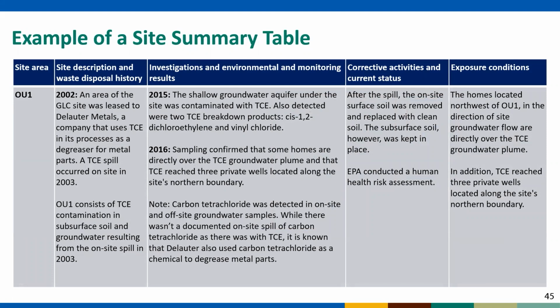So using information you've collected, we want you to develop a site summary table like this example here for OU1 from the online training session. This example includes columns for site area, site description and waste disposal history, investigations and environmental monitoring results, corrective activities and current status, and exposure conditions. There's also an example of a site summary table in the FAGM toolbox. You can copy these example tables and use them as templates to develop your own when you go and do your site visit. These are very helpful.